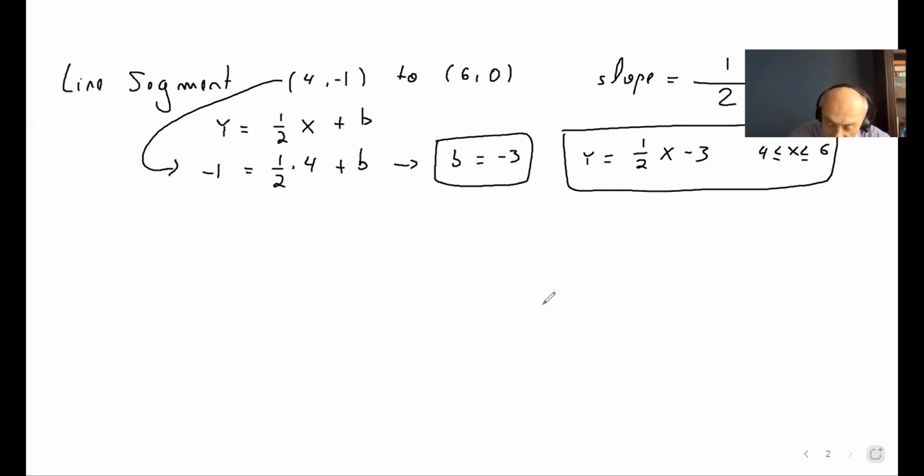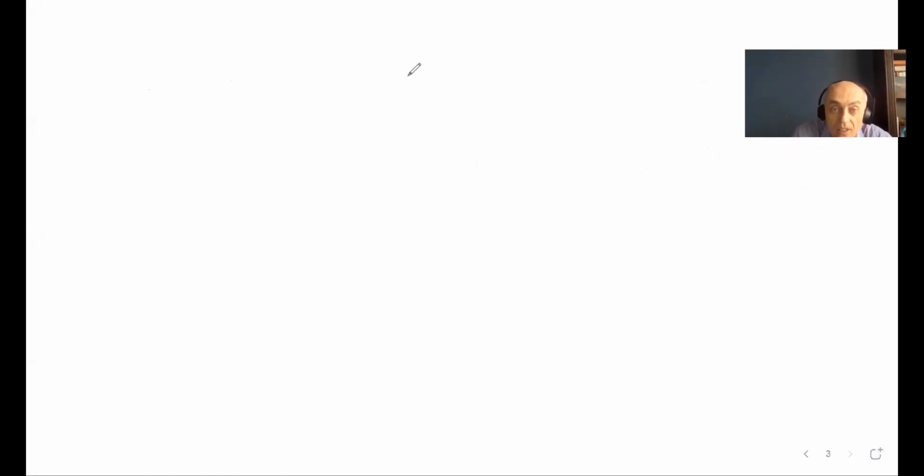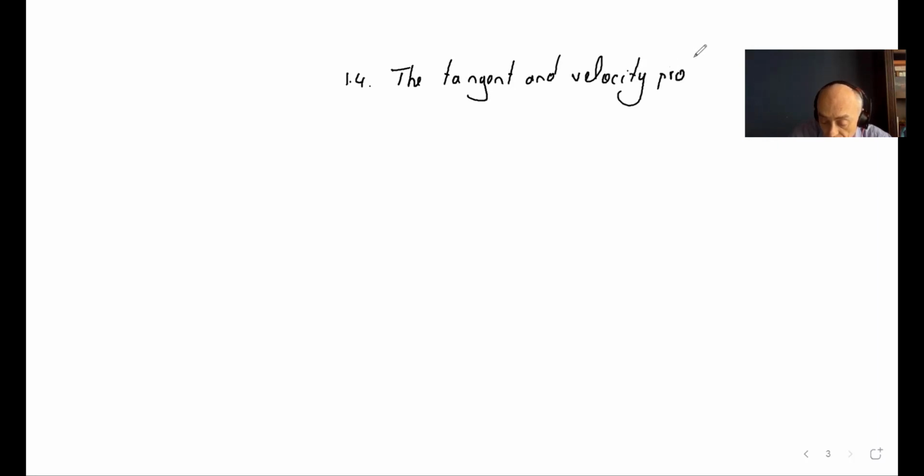I'm gonna change pages here. So I'll go here. I'm sharing with you this whiteboard here, folks. And lesson 1.4, the title of that is the tangent and velocity problems. All right, so this really is about figuring out the tangent to the graph of a function.